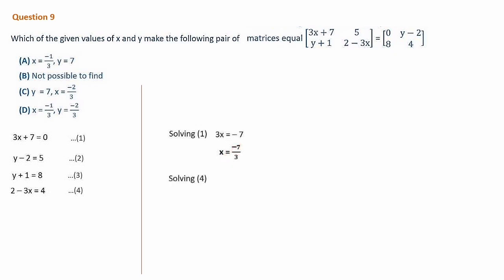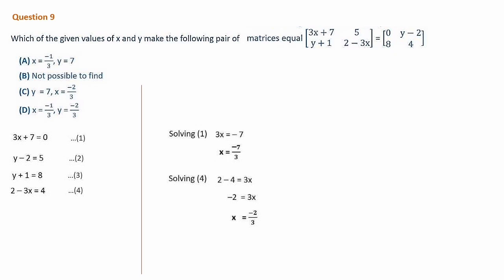In the same way, equation number 4 also has an x value. So take equation number 4: 2 minus 4 is equal to 3x. Take this minus 3x to the right side and plus 4 to the left side. Minus 3x coming to the right side means we get plus 3x. Plus 4 going to the left side means we get minus 4. So 2 minus 4 is equal to 3x. 2 minus 4 is minus 2. Minus 2 is equal to 3x. x is equal to minus 2 by 3.